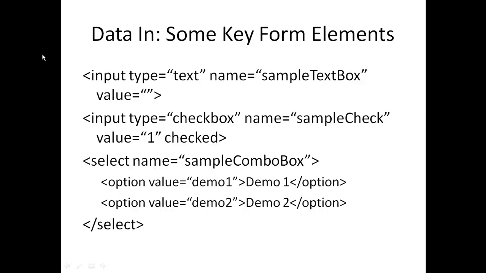So moving forward, here are some key form elements and how to put them on your form. The first one, input type equal text, name equals sample text box, value equals blank. That is how you create a text box. You can specify all sorts of things like size and width, and all sorts of parameters that you can check out by searching Google. I want to say it's W3 Schools, but I'm not entirely sure. Okay, I just checked, and it is W3 Schools.